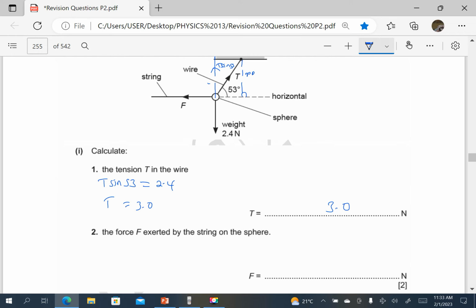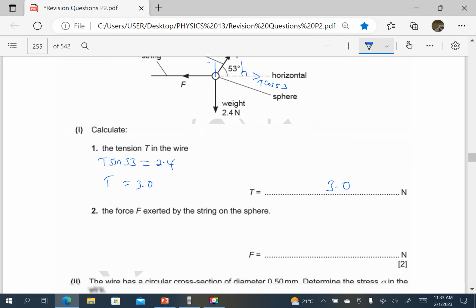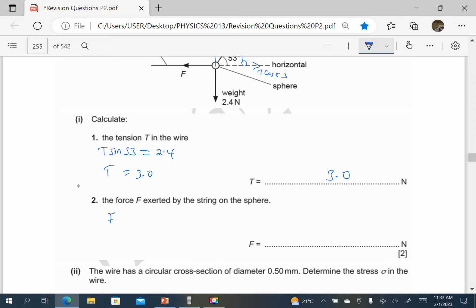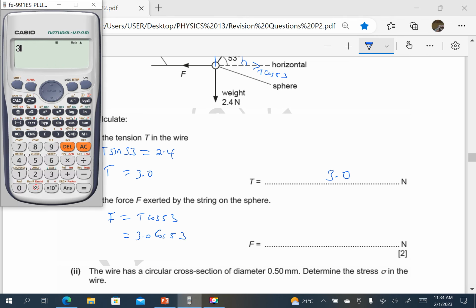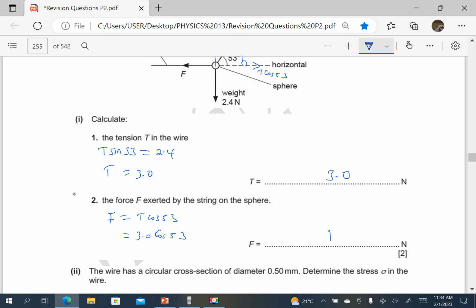Then to find F, we have to resolve T in the horizontal, and T in the horizontal points to the right, which will be T cos 53. Since F is to the left, it should be equal to T cos 53 to the right, which therefore would be 3.0 cos 53. So 3.0 cos 53 is going to give us 1.8, so that is 1.8 newtons.